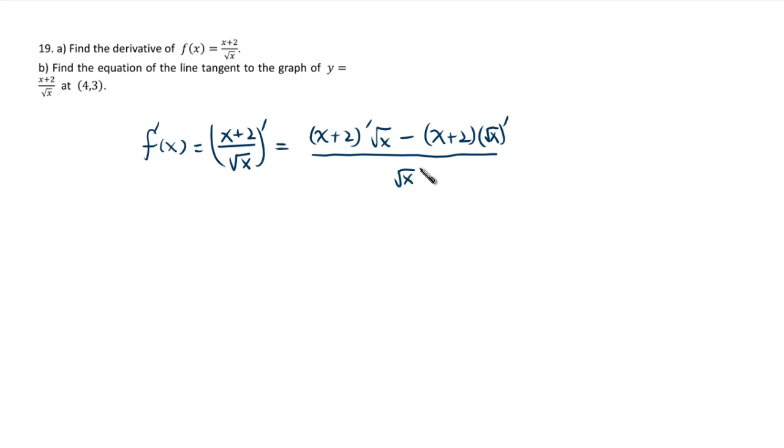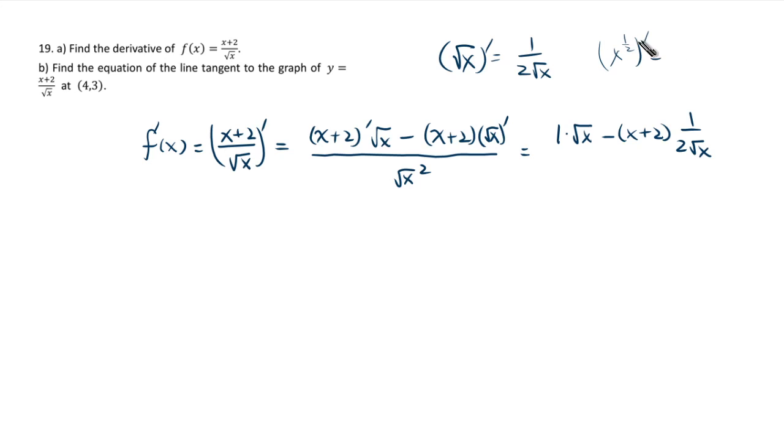And then denominator squared. And then x plus 2 differentiates to 1 minus x plus 2. Square root of x differentiates to 1 over 2 radical x. Okay, that's something you should memorize. It appears often. You could try to get that by writing square root of x as x to the 1/2 power and use the power rule, 1/2 comes down and x to the negative 1/2. But after that, you have to do so many other things. It's better to just memorize this.